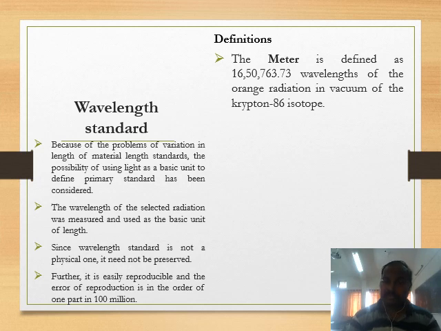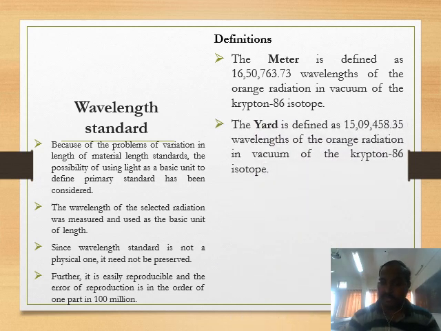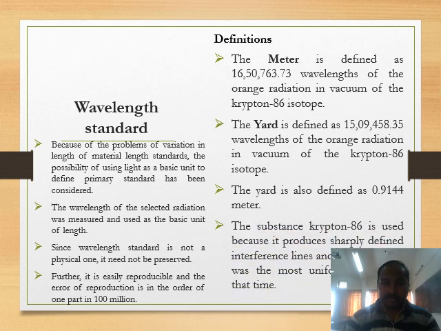The meter is defined as 1650763.73 wavelengths of the orange radiation in vacuum of a krypton 86 isotope. That is how the meter is defined with respect to this wavelength standard. Similarly, the yard is defined as 1509458.35 wavelengths of the orange radiation in vacuum of a krypton 86 isotope. The yard is now defined as 0.9144 meters.